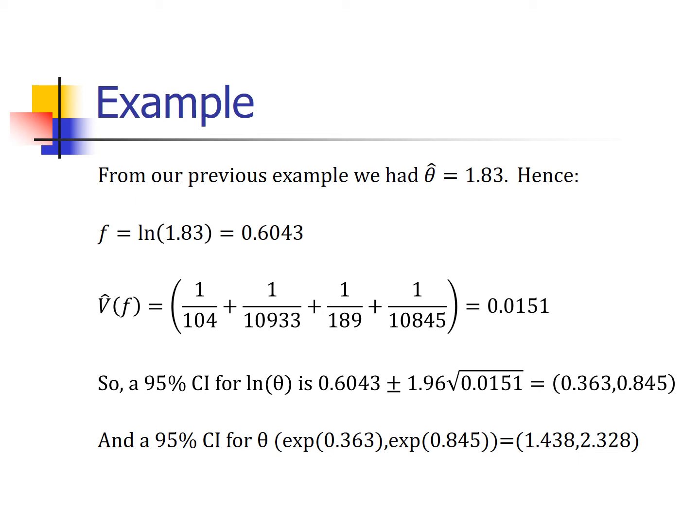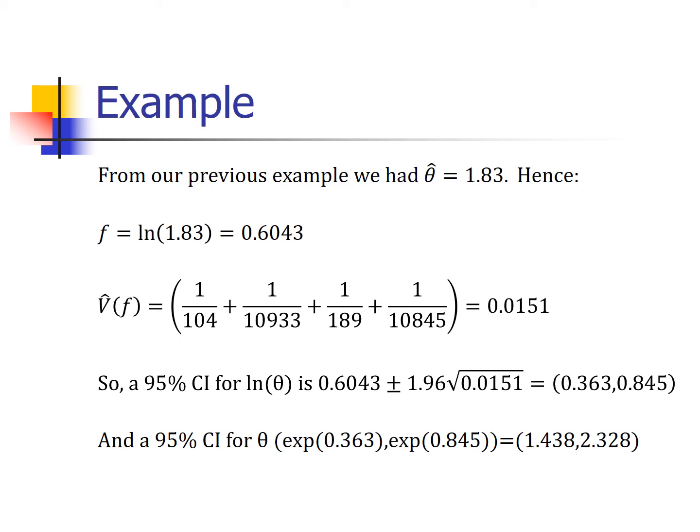But again, that confidence interval is not useful. It's not informative. It's on the log scale. We want it on the actual scale, right? We don't care about log odds ratios. We care about actual odds ratios. So how do we go back to our original scale? Well, we do the reverse of the log transformation. We exponentiate. So we exponentiate both endpoints of that confidence interval, and we find out that a 95% confidence interval for theta is going to be between 1.438 and 2.328.